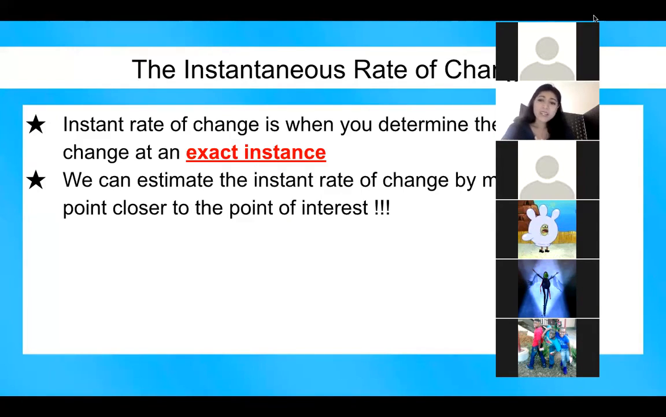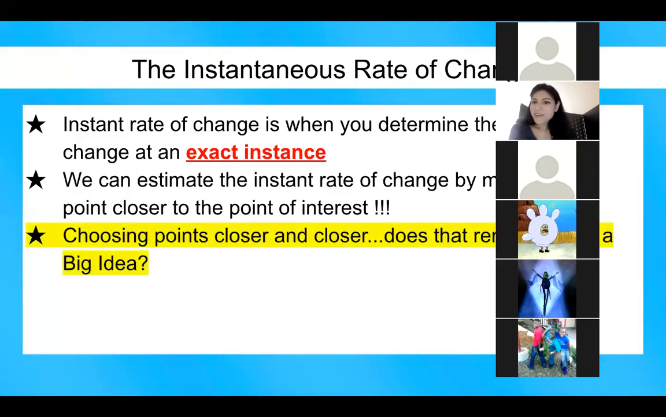We're going to be estimating the instant rate of change by moving one point closer to what we call the point of interest, or whatever point we're interested in. In the last problem, we're interested in 2 seconds. You're going to see visually what I mean once we do this, but this is the process. We're going to move one point closer to the other point, and then calculate the slope of those two very close points to get an estimate of your instant rate of change.